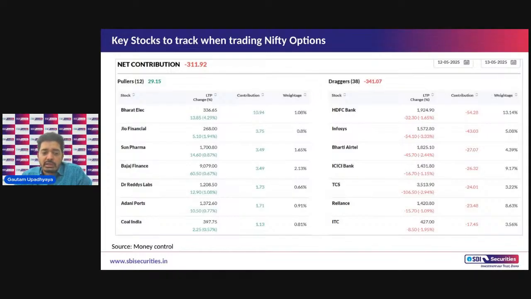So this is a slide which everyone needs to track. जो भी scalping कर रहा है markets में, you should know which are the stocks which are contributing towards the market movement and what is the price action for the individual stocks.